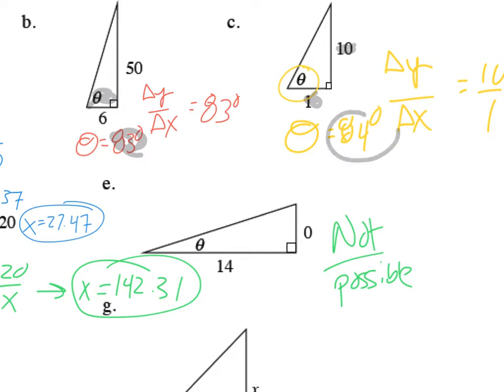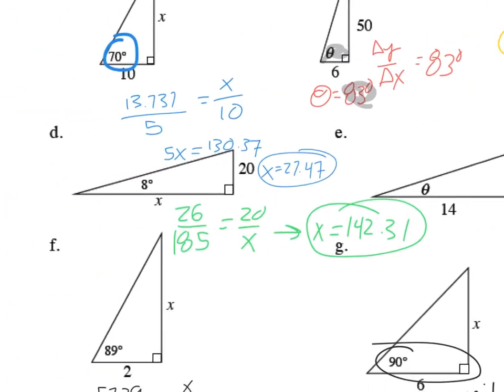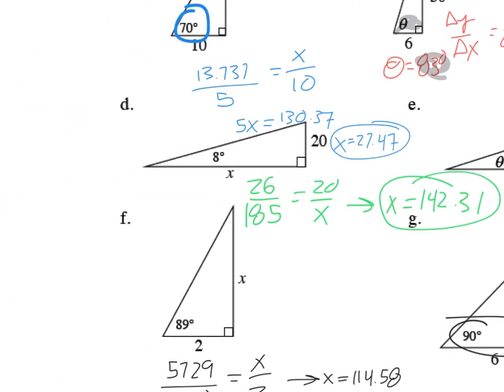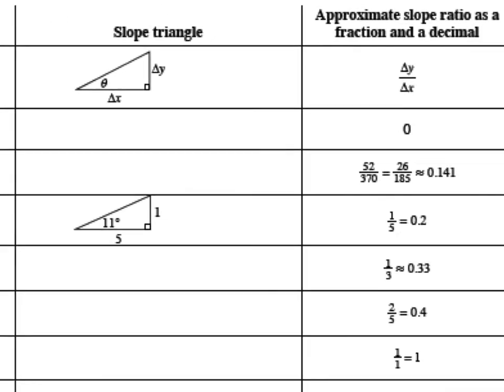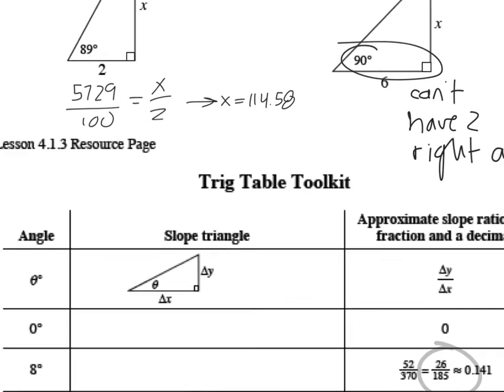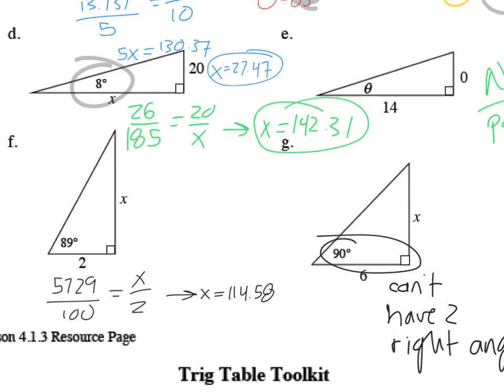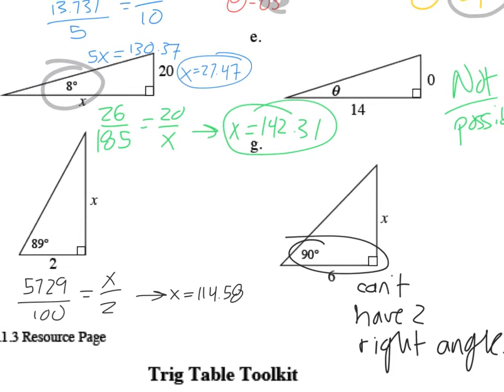That was an 84-degree angle according to our trig table toolkit. On letter D, we have an 8-degree slope angle relationship, which is found right here, 26 over 185. So I set up that ratio with the one that I have in my triangle, solve for x, got 142.3.